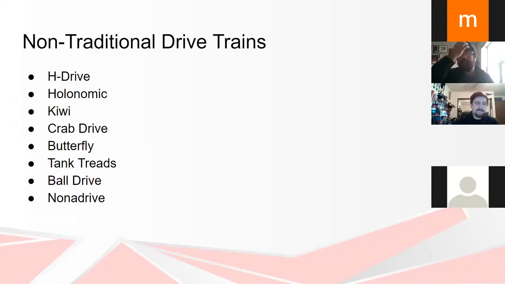Yeah, so today we only really talked about 3 different drivetrains. There are so many different drivetrains that are out there. So we just wanted to list some of the other, I would say, non-traditional drivetrains that exist. We are not encouraging any of these drivetrains.